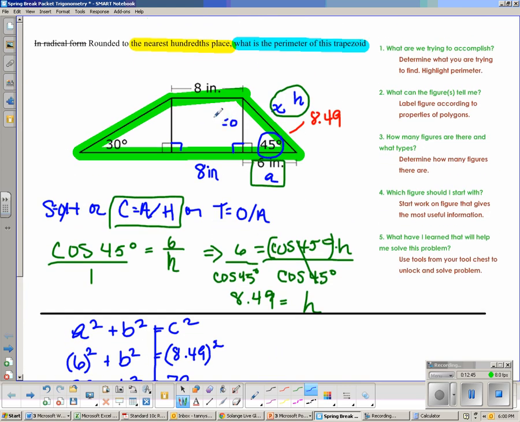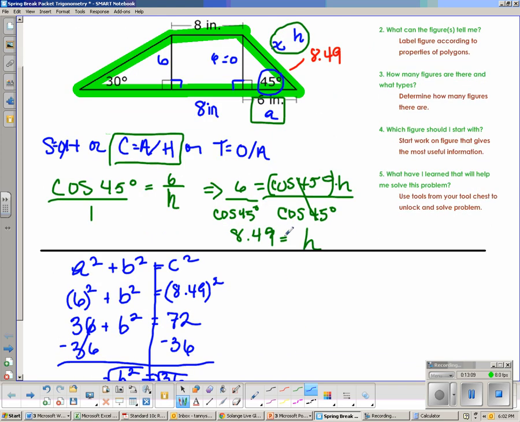Remember in the beginning when I said if you see a 45-degree angle in a right triangle, that's an indication that it's actually an isosceles right triangle. Therefore, the two legs are congruent. So you could have also skipped this step if you remember that. Okay, at any rate, so we know that if this is 6, that means that this is also going to be 6 inches.